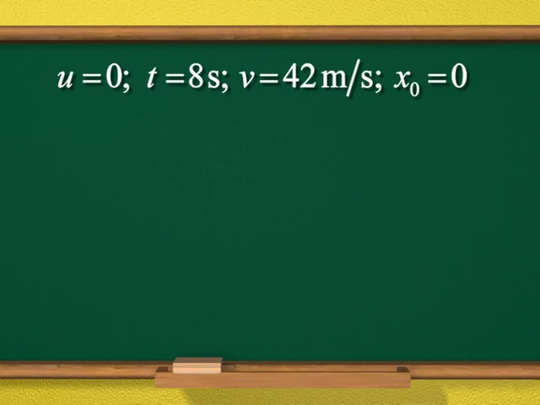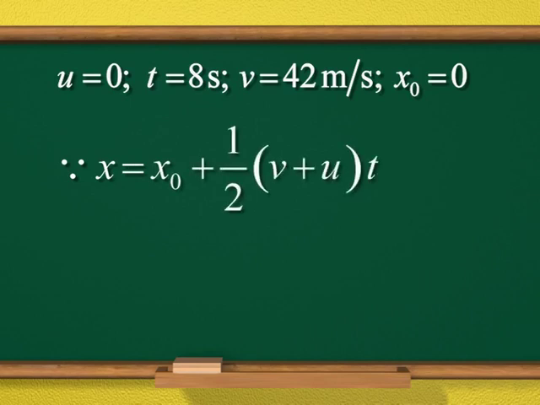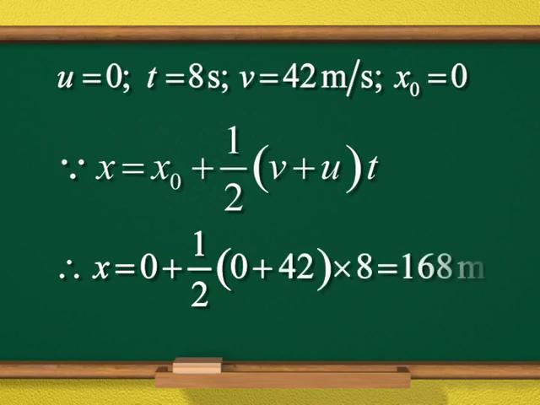Let the origin be at the original position of the car so that x0 equal to 0. On substituting the given values in the position-time relation, we get x equal to half of the sum of 0 and 42 multiplied by 8, that is x equal to 168 meter.